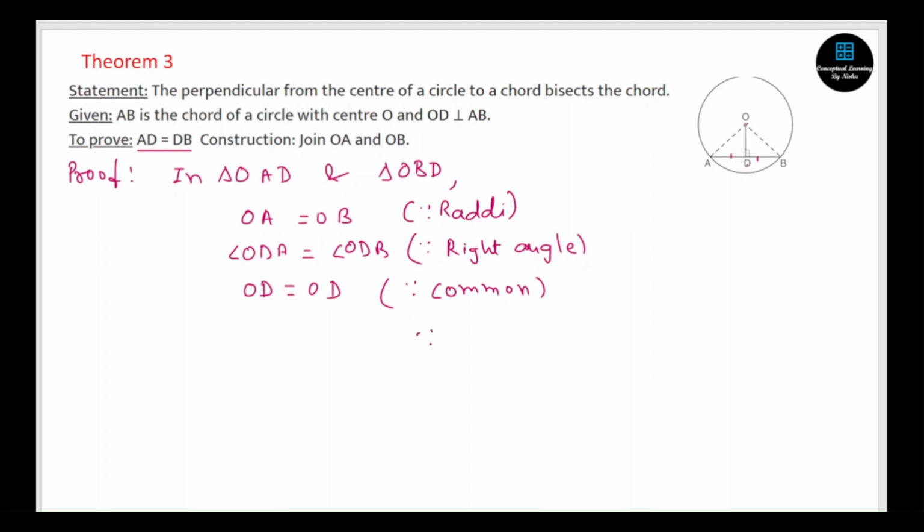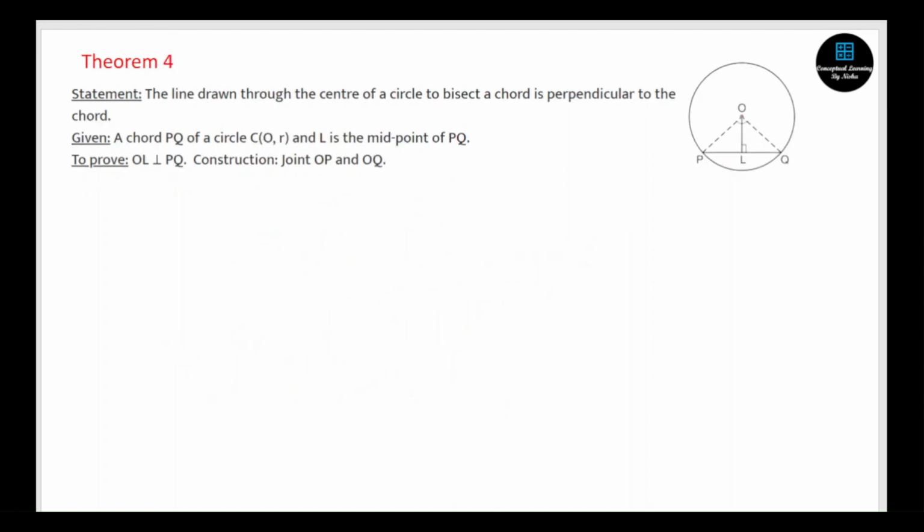So, which criteria? It is right angle, hypotenuse and side. So, what can I say by RHS? Which two triangles are congruent? Correct. Triangle OAD is congruent to triangle OBD. So, by CPCT, what can I say? AD equals BD. Correct? Very easy.